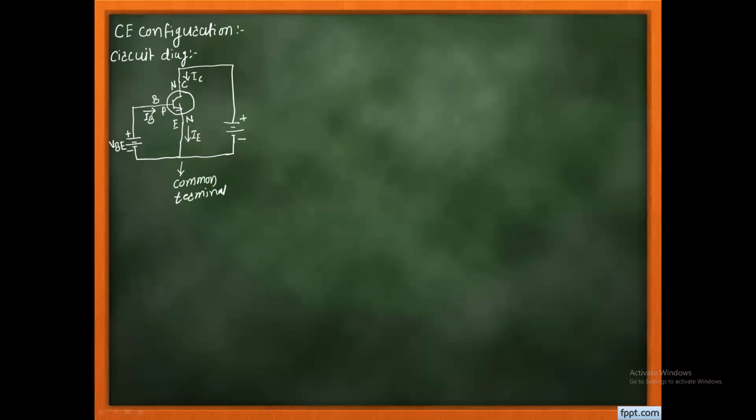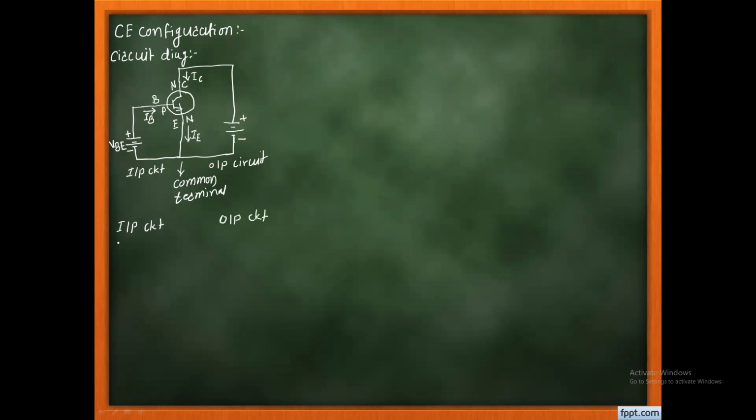Then, if you observe the terminals between the emitter and base, this circuit we call the input circuit, and the circuit between the collector and emitter, this circuit we call the output circuit. Now, once it is clear what input and output are, everything will be clear. So here I can write input circuit, and here I can write output circuit.